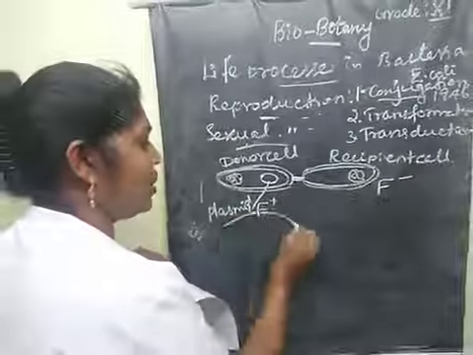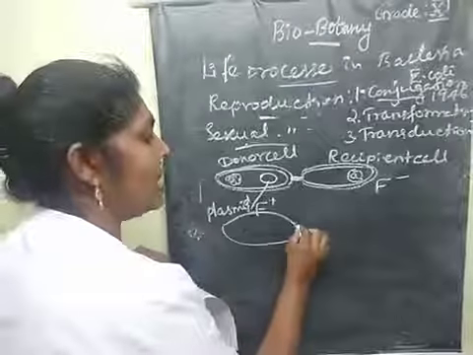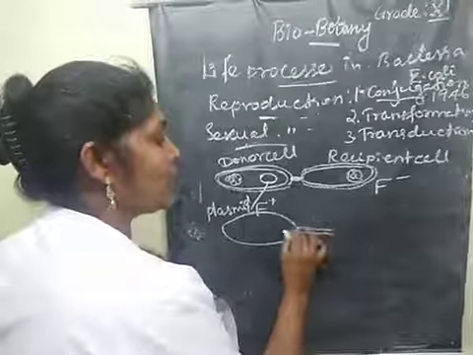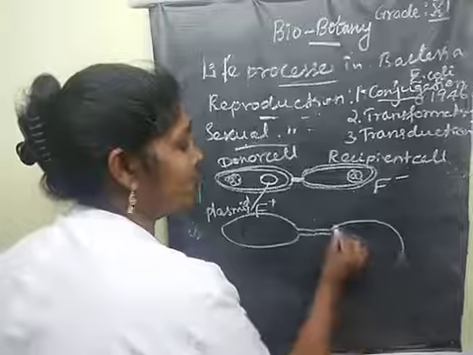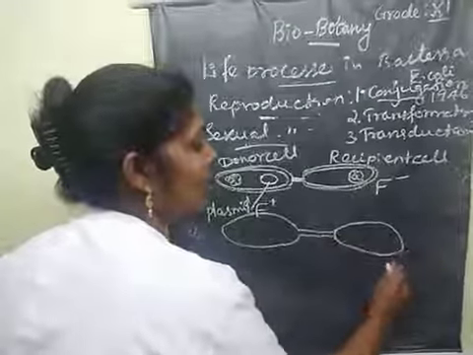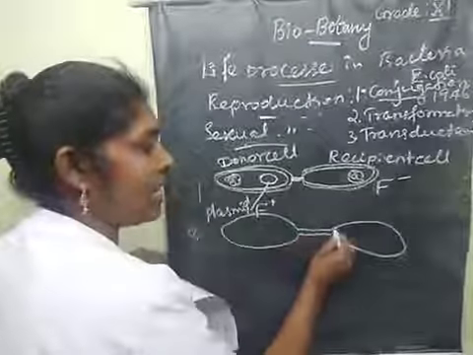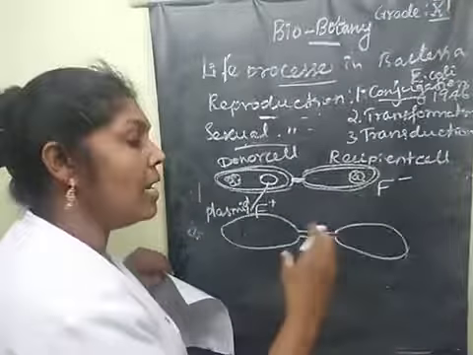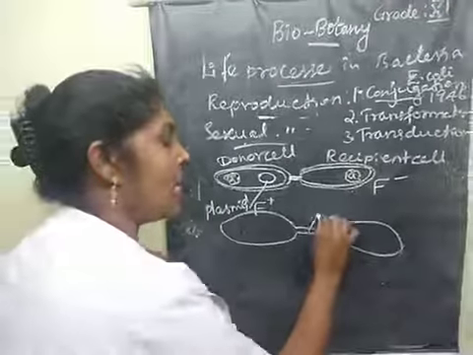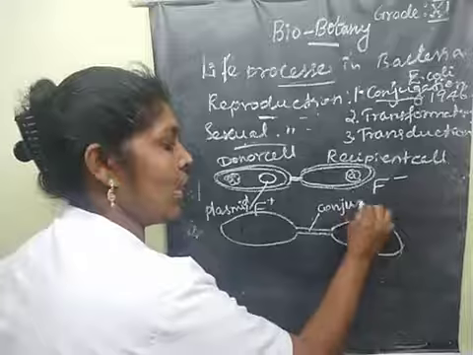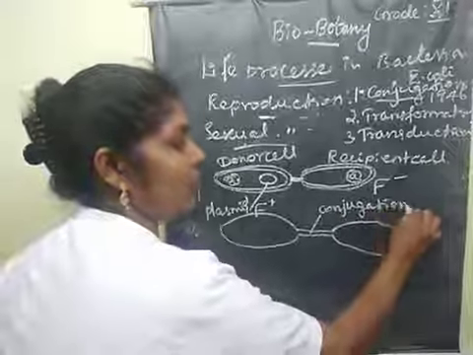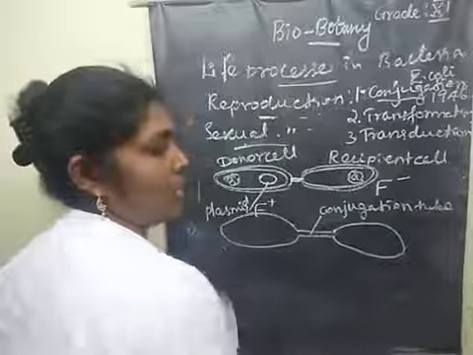So the next step, they form the conjugation tube between these two bacterial cells. Clear, children? These are the two bacterial cells connecting through the growth of the pili. Finally, they form the conjugation tube. Clear, children? Yes.